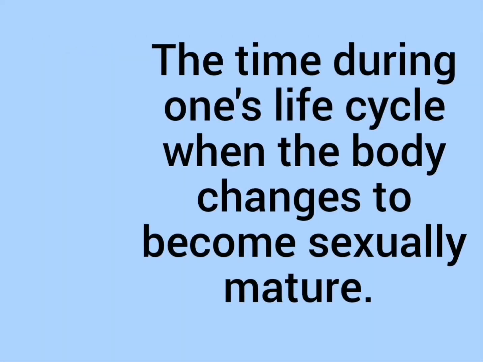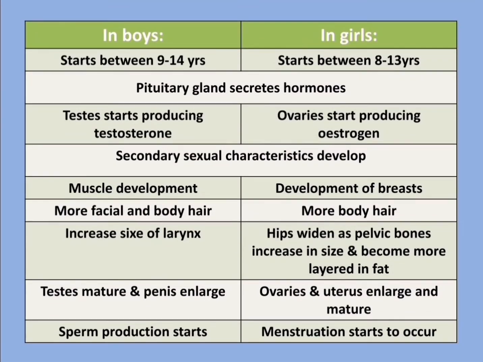The time during one's life cycle when the body starts changing to become sexually mature and produce sperm and ova is called puberty. The changes that occur in the human body are nicely summarized in this table. In boys, it happens between 9 and 14 years, and in girls, it starts between 8 and 13 years. In both boys and girls, there's a gland in the brain called the pituitary gland, which starts secreting hormones. That causes the testes inside the male's body to start making testosterone, and in females, estrogen will start being produced by the ovaries.